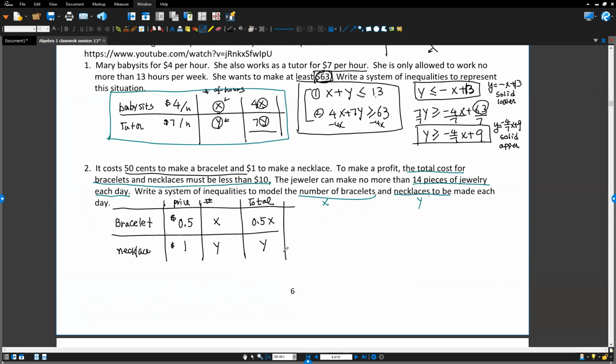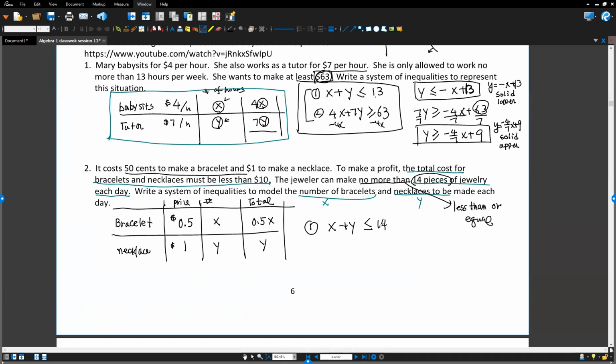Okay, now set up the inequality. First one: the number of pieces, bracelets and necklaces, cannot be more than 14. Not more than 14 means what? Less than or equal. So X plus Y should be less than or equal to 14. That's the first of the inequalities.